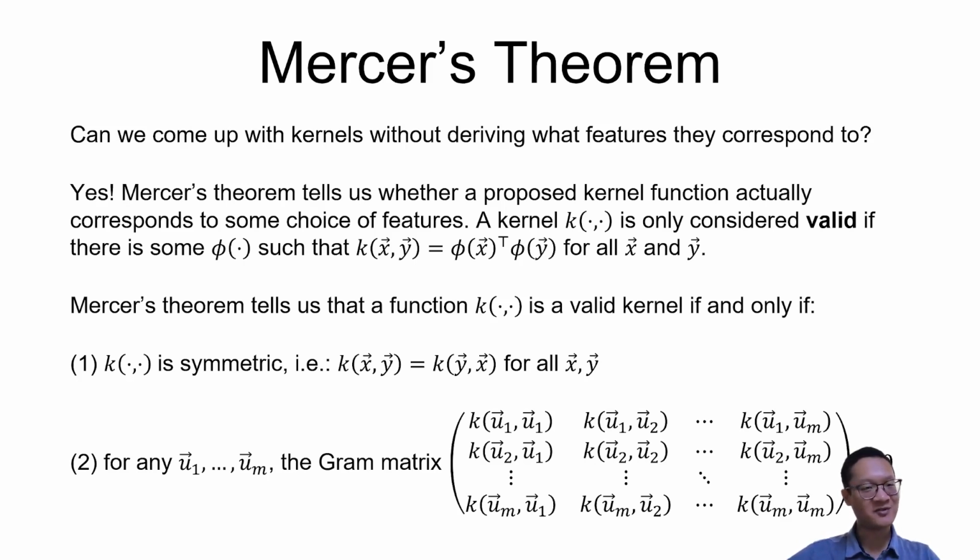This makes the kernel trick even cooler, in my opinion, just because we can directly think about kernels. We never even have to directly think about the features. And as long as we use Mercer's theorem to make sure that the kernel is valid, we know that this kernel will correspond to some choice of features. We don't even need to know what choice of features.